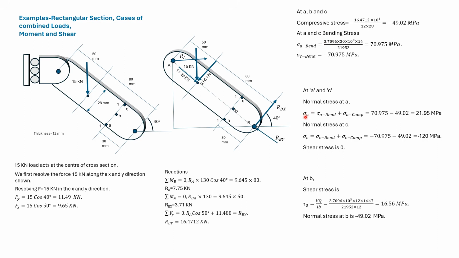At A, the normal stress due to bending and compression gets subtracted. So we get this value of stress. At C, the normal stress, which is compressive due to bending, and the stress due to compression both get added and we get this stress. At B, using RBx, we get the shear stress. The normal stress acting at B is this compressive stress.